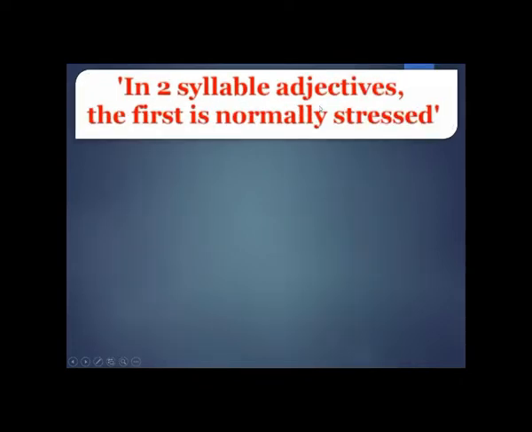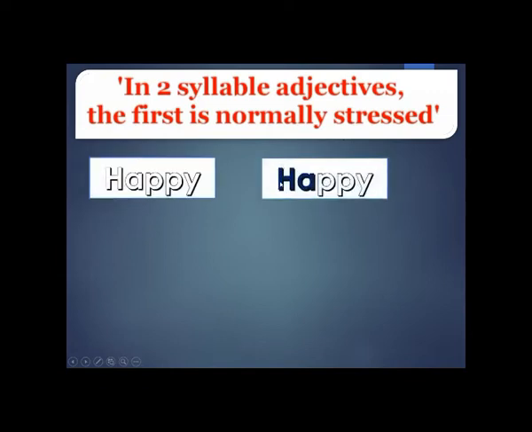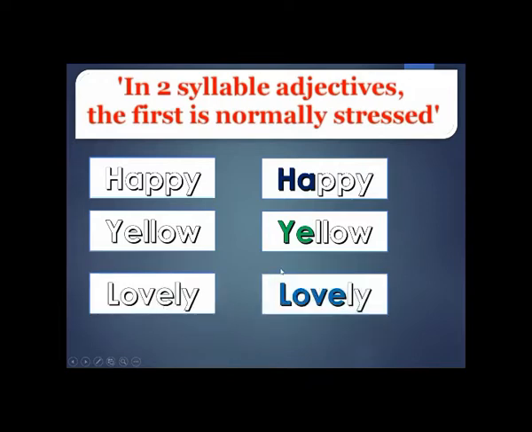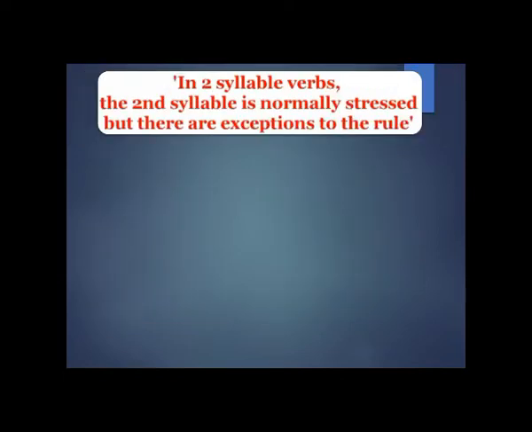And two-syllable adjectives: the first syllable is normally stressed, like happy, the stress is here. Happy. Yellow, the stress at the beginning. Lovely, also the stress at the beginning. So two-syllable adjectives, two-syllable nouns, the first is normally stressed. Is it clear? I think it's easy.